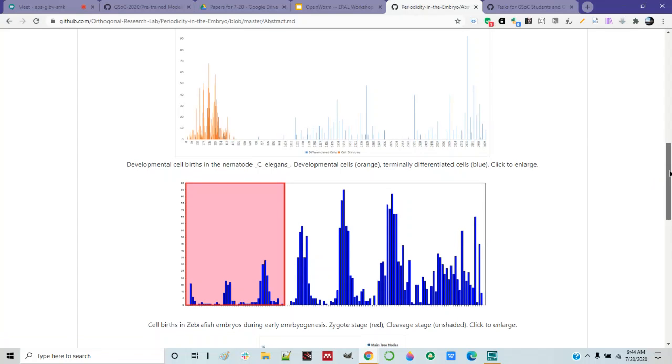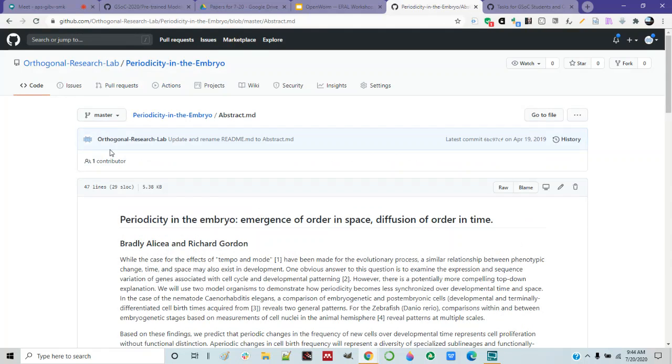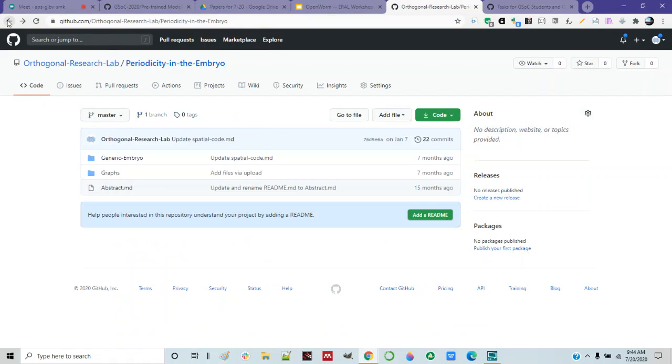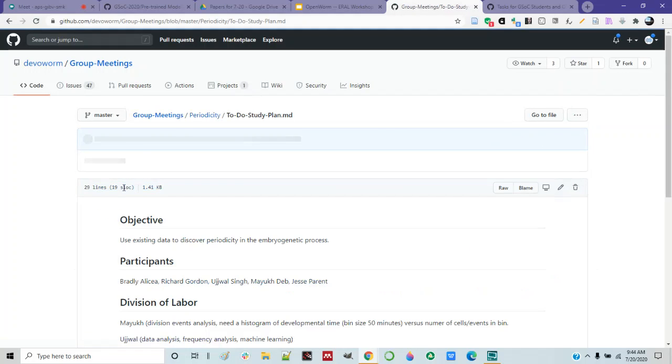And so there's that pattern. So that's the idea behind the paper. Now what I've done this week is I've come up with an outline for sort of a path forward on this. So this is the to-do study plan.